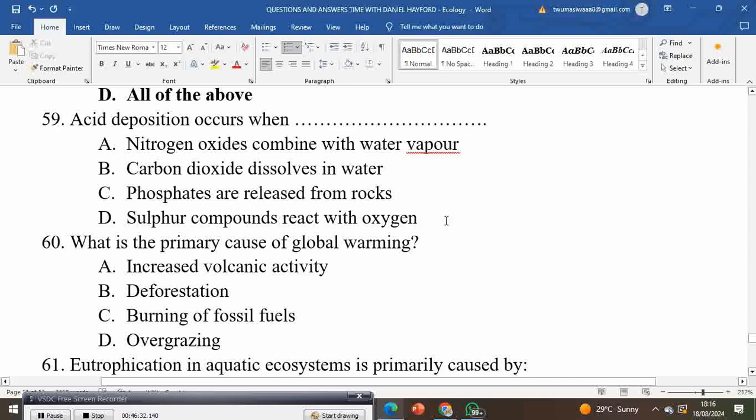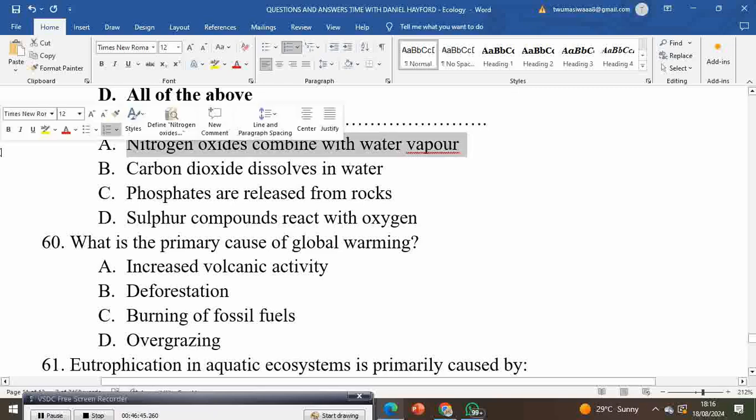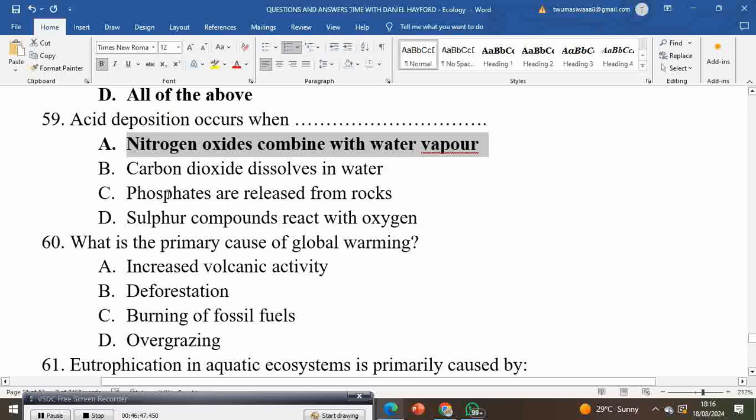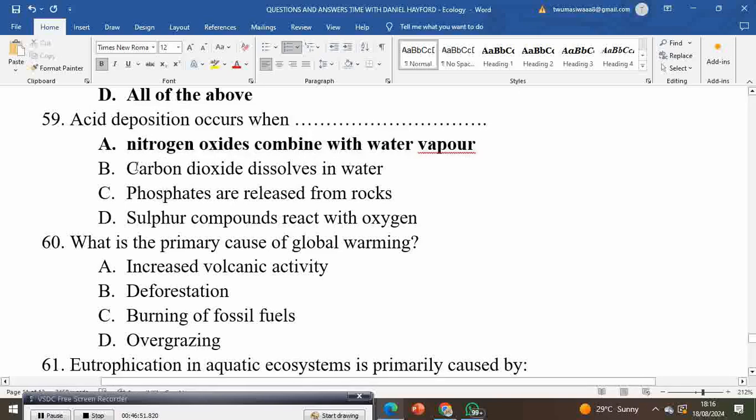D. Sulfur compounds react with oxygen. Okay, so which one is your best option for 59? Question number 59. It should be A. Option A, or this one. I said that because the statement there is supposed to continue the sentence.